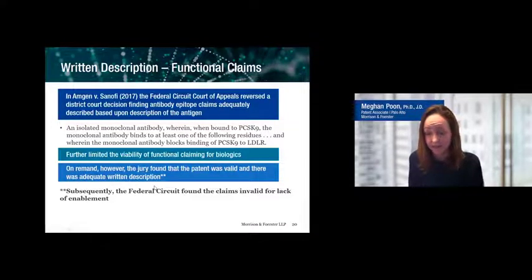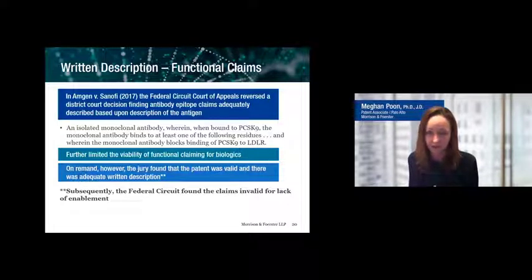And I'll say that in this particular patent application, there were a lot of antibodies disclosed, and there was a lot of information about the specifics of the individual antibodies. I believe it was on the order of hundreds of antibodies were disclosed in this application. Yet the federal circuit found the claims invalid. So this has really further limited the viability of functional claiming for biologics in the US.